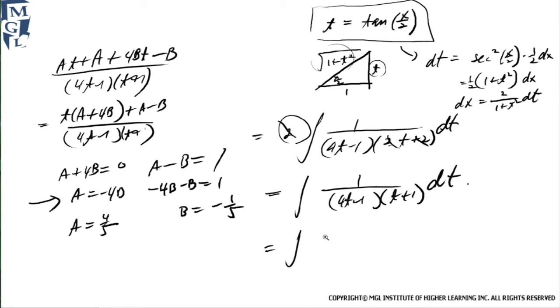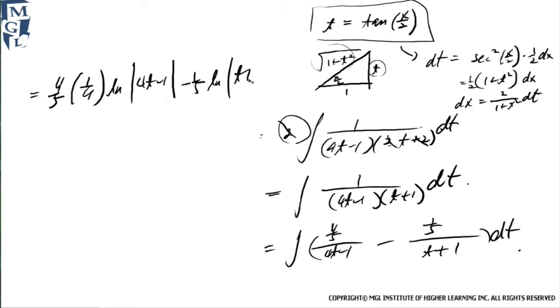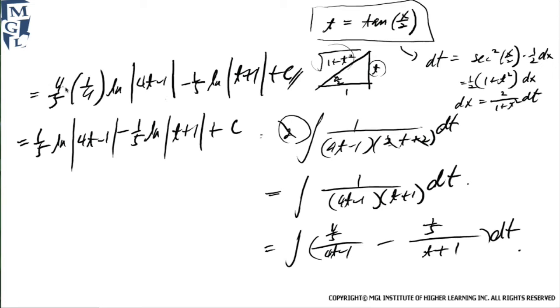So we can express this as the integral of 4 over 5 times 1 over 4t minus 1, plus or minus 1 over 5 times 1 over t plus 1. Okay, so let me continue back up here, and we're left with 4 over 5 times 1 over 4 ln of 4t minus 1 minus 1 over 5 ln of t plus 1 plus constant. So if I just multiply these two, I get this.